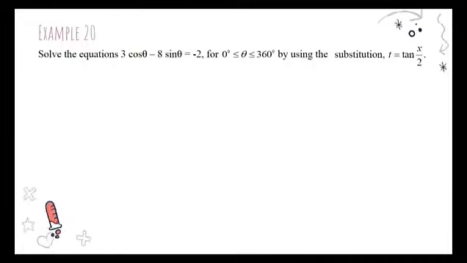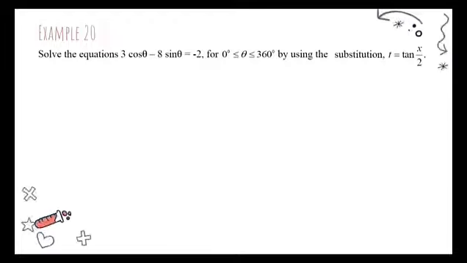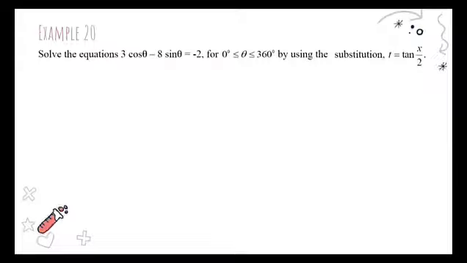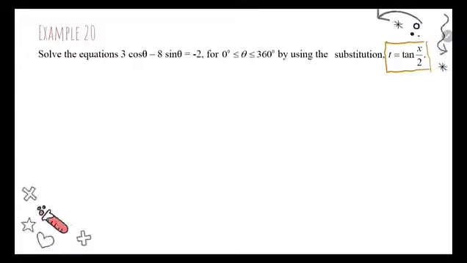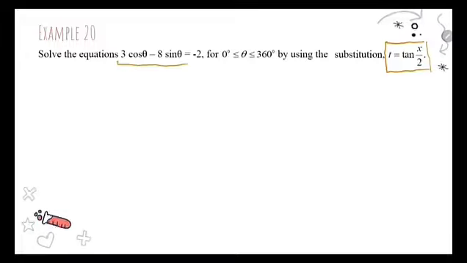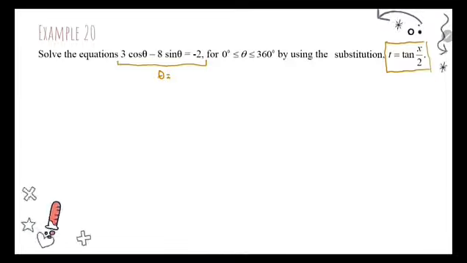Solve the equation 3 cos theta minus 8 sin theta equals negative 2 for theta between 0 and 360 degrees by using the t substitution, t equals tangent x over 2. Since we have to use t equals tangent x over 2, we will be using the half angle formula. The meaning of solving the equation is we need to find the value of theta.